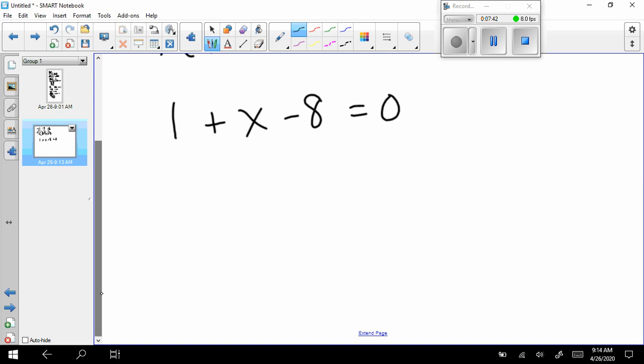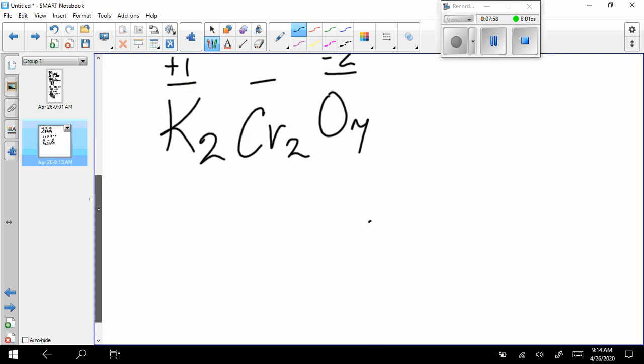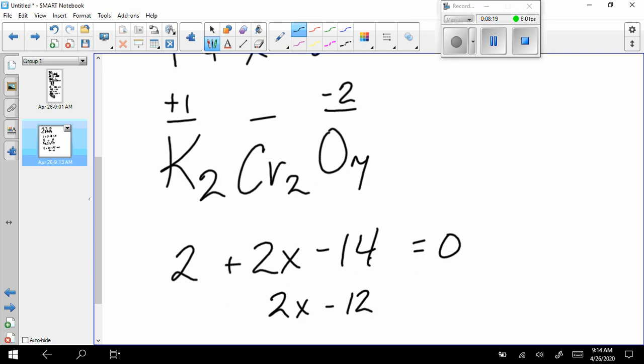All right, let's do another one. Let's do K2Cr2O7. All right, I know this is a +1. I know this is a -2. Now I got to set up my formula. So I have 2 plus 1, so that's 2. Plus I have 2 x's. So I got to put plus 2x there. Minus 7 times 2 is 14. Okay, equals 0. So -14 plus 2 is 2x minus 12.